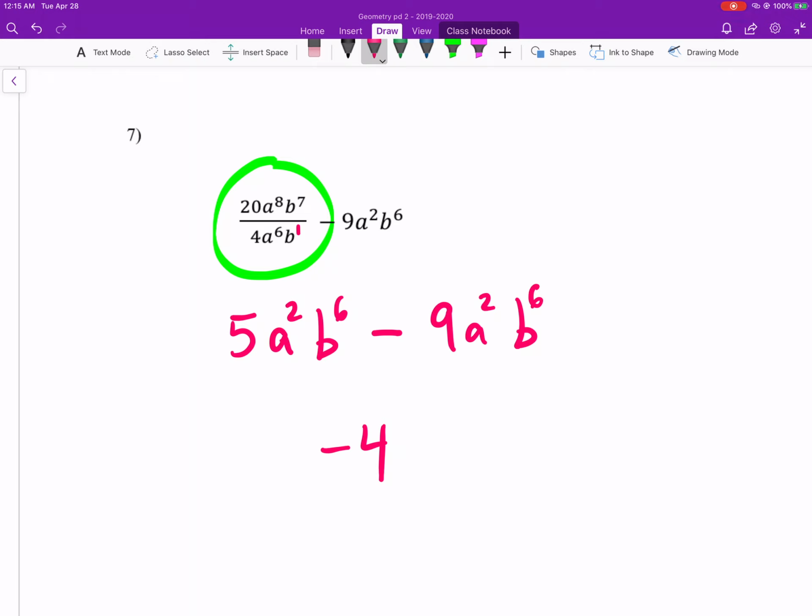Now what do I do with the variables? What do I do to the exponents? What did we do yesterday? All you do is keep them. It stays a squared b to the 6th. We're not subtracting exponents. We're not adding exponents. You're just going to add or subtract those coefficients and then keep the variables with the exponents that they came with. Negative 4a squared b to the 6th.